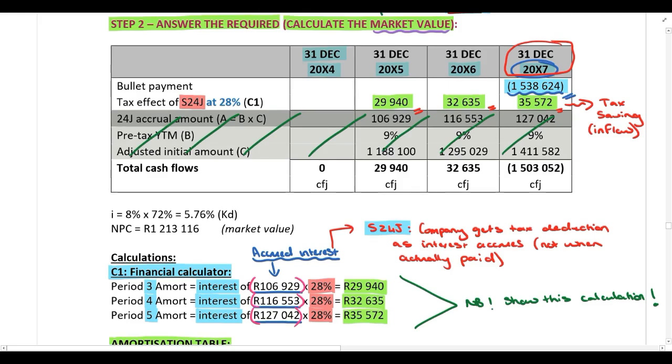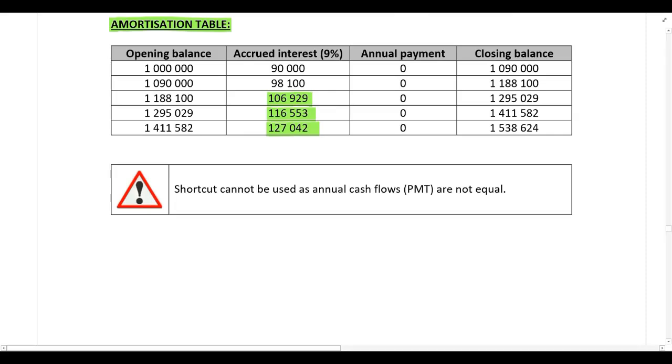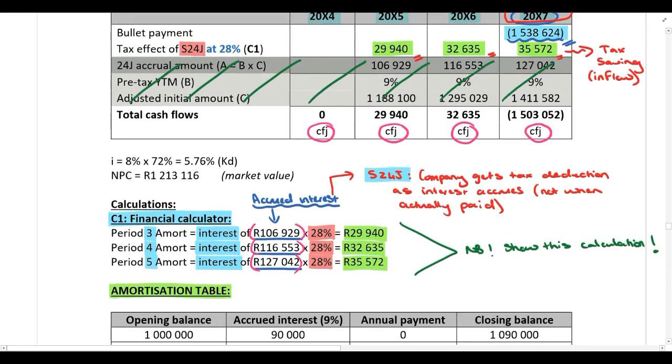All right, guys, so we've taken our cash flow into account. We've taken tax into account. We can then total our cash flows. Input all of these cash flows into your financial calculator. You guys can see that your annual cash flows are not equal. So in this example, the shortcut method can't be used because your annual cash flows are not equal. They're different every year, so we have to use the cash flow function on the financial calculator.